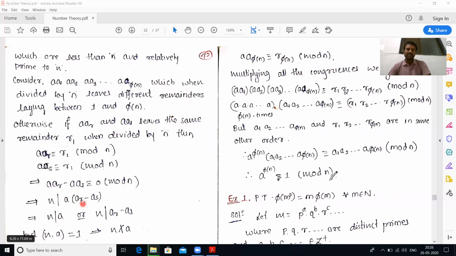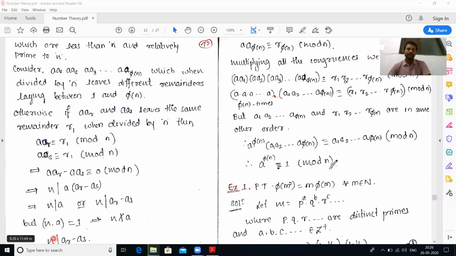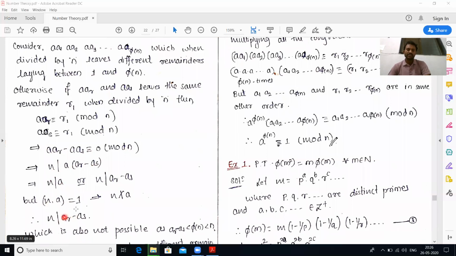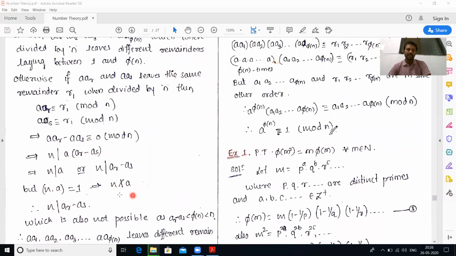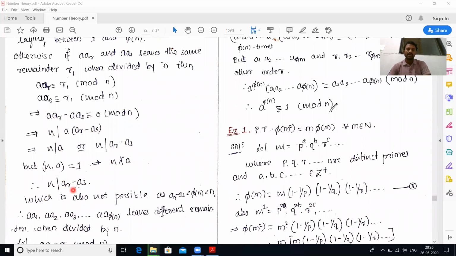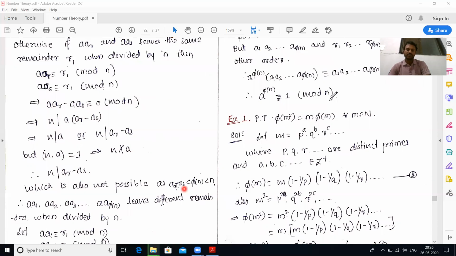So we got n divides a(r − s). Now as n divides this product, we must have n divides a or n divides (r − s). But we know that n and a are relatively prime to each other, therefore n does not divide a. Therefore we must have n divides (r − s), which is also not possible, because r − s is less than phi of n, which is less than n. As this is less than n, it should not be divisible by n here.